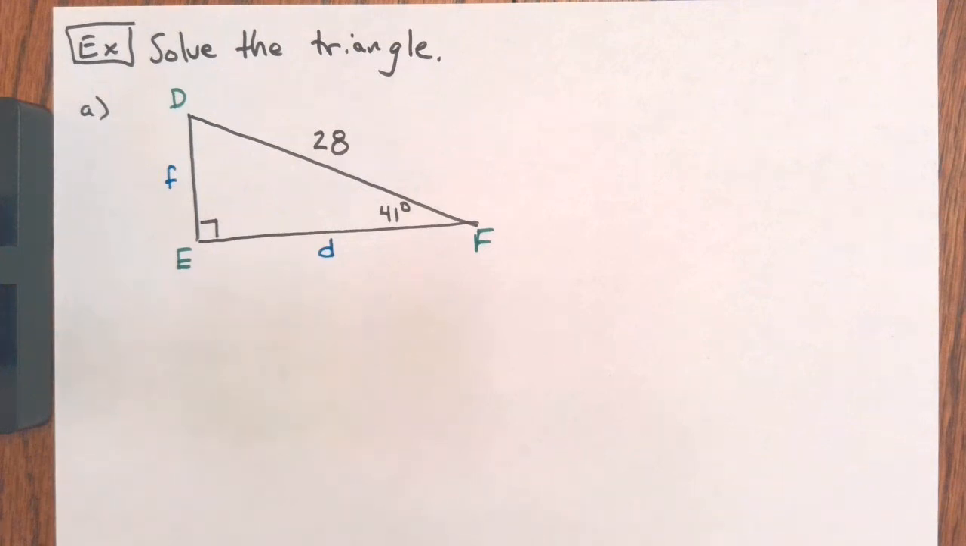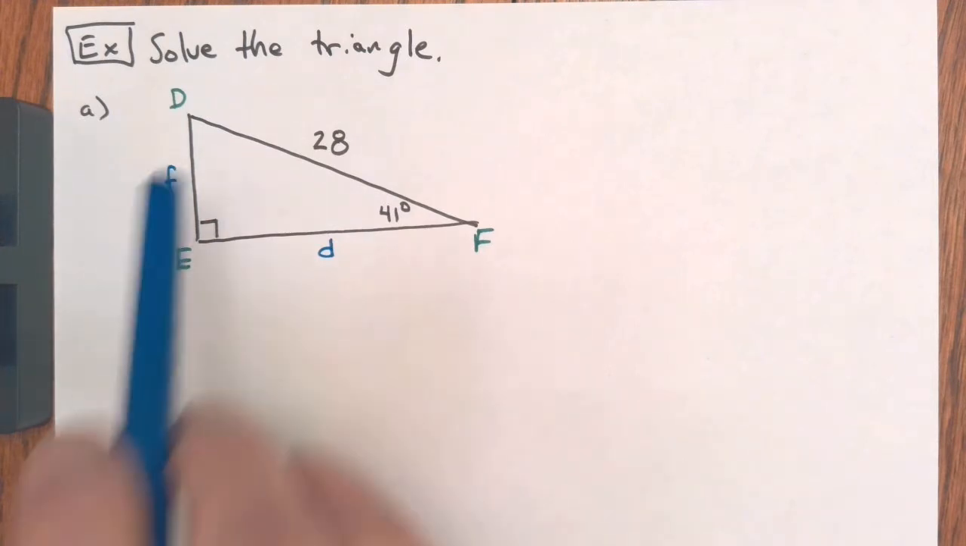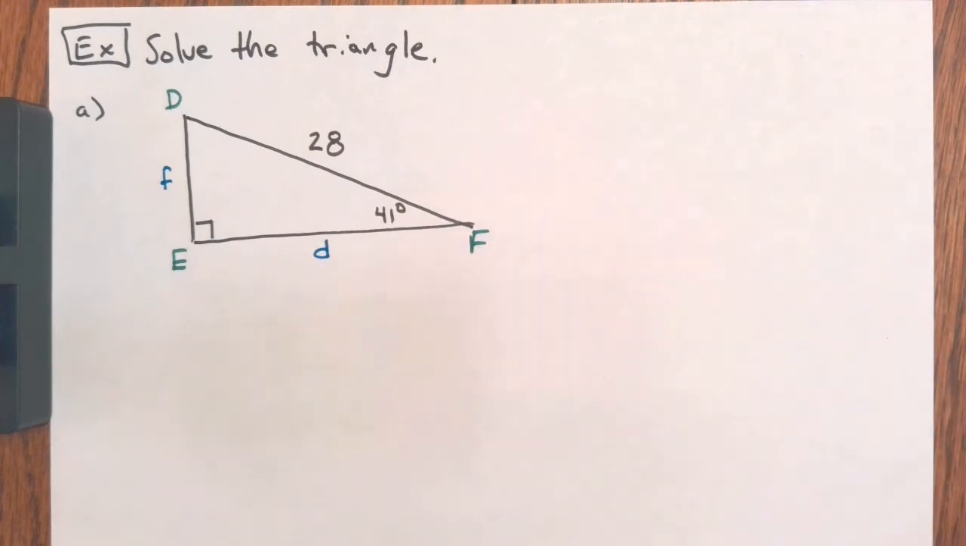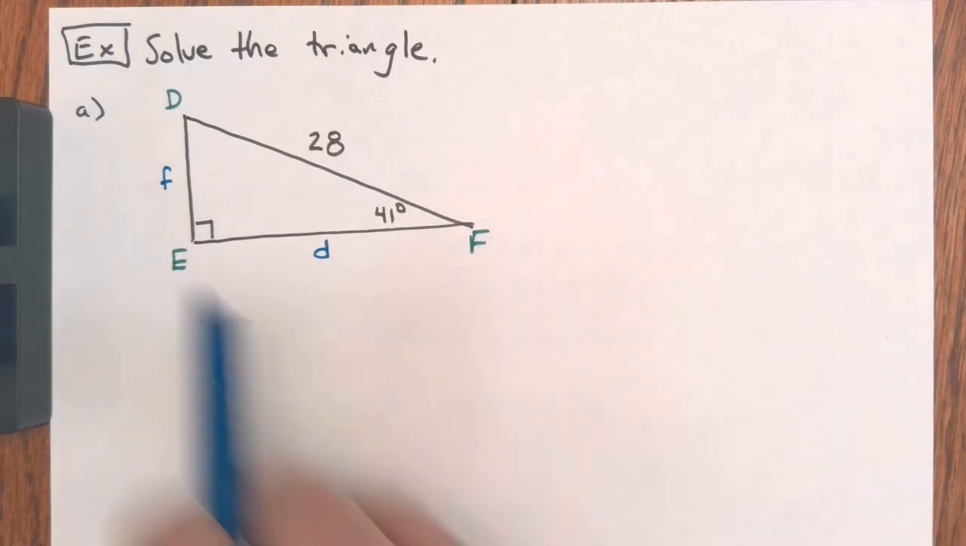In this problem, we're going to solve the triangle. We have triangle DEF here. We use those capital letters at each one of the corners to name the triangle. So that's triangle DEF.